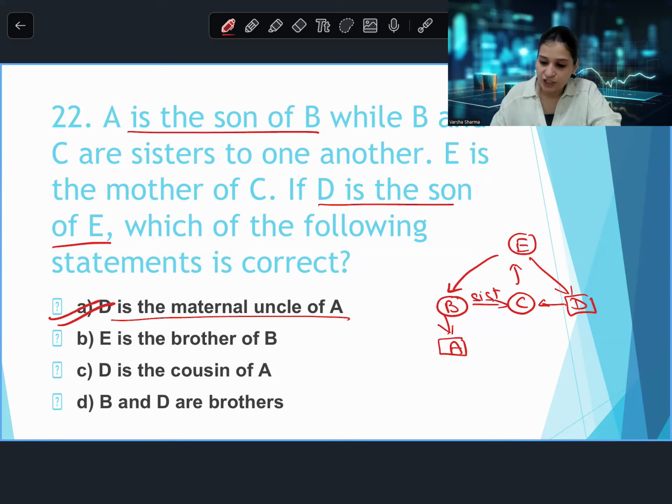The brother of B, they're not even in the same generation. D is the cousin of A? They're not in the same generation. B and D are brothers? No, B is a female. So wrong.